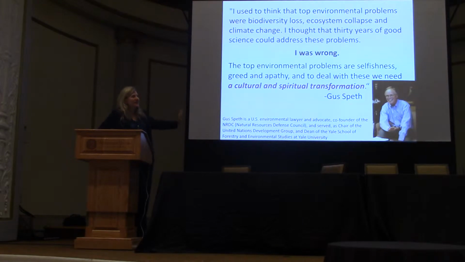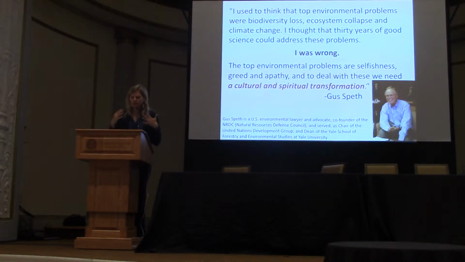So I'm going to start with this slide because I think this is something that really hits home with us. I used to think that the top environmental problems were biodiversity loss, ecosystem collapse, and climate change. I thought that 30 years of good science could address this problem. I was wrong. The top environmental problems are selfishness, greed, and apathy. And to deal with that, we need a cultural and spiritual transformation.